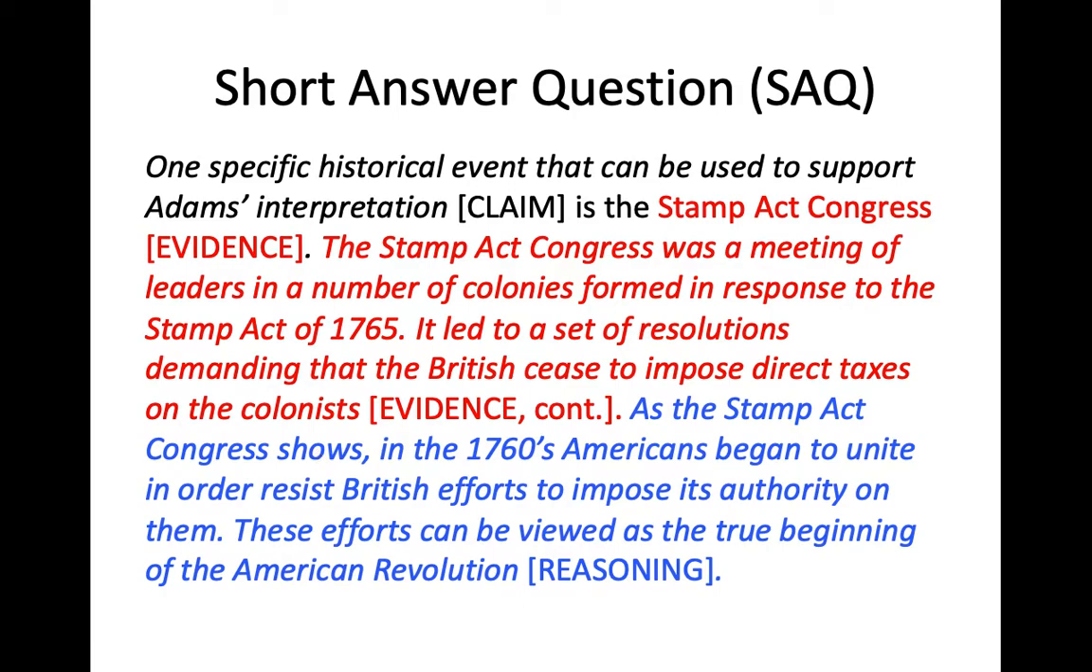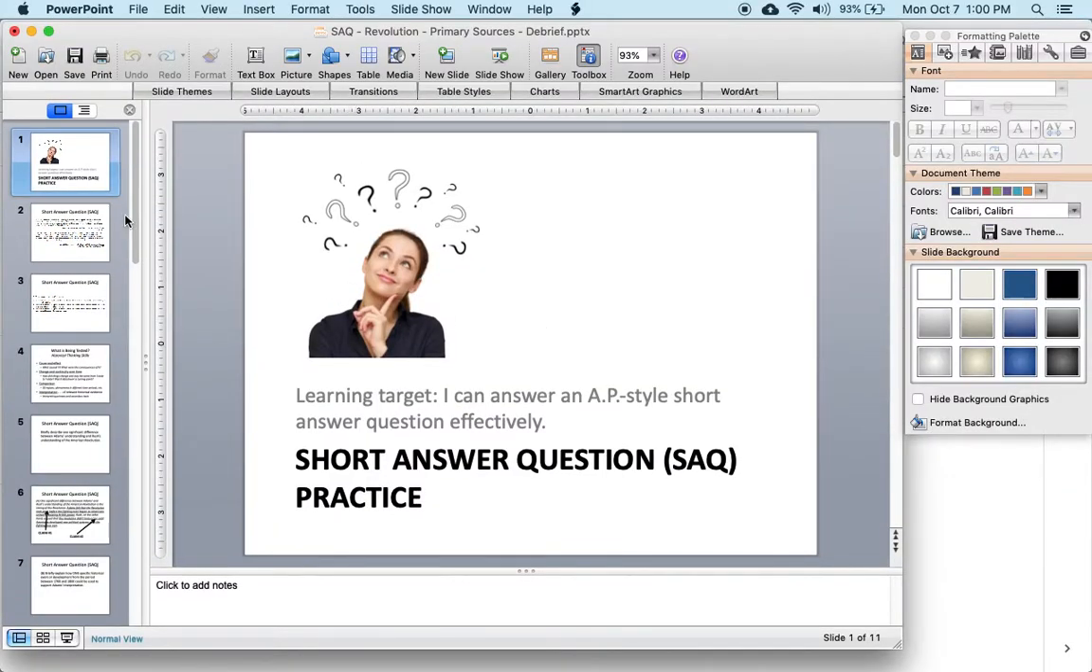So, pause the video in a second and ask yourself, did you do this in part B? Did you provide a specific piece of historical evidence? Did you describe it in some detail and then provide some reasoning that explains how the evidence supports the claim? If you did, give yourself a point for the second prompt for B. If you didn't, then don't give yourself that point.